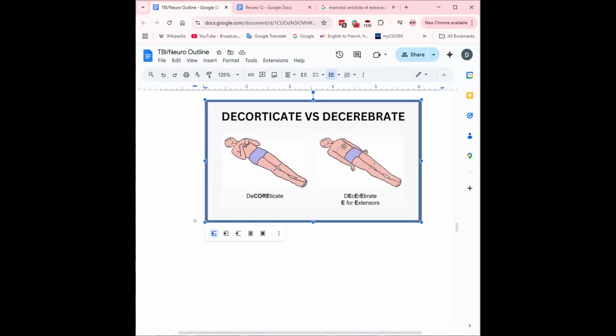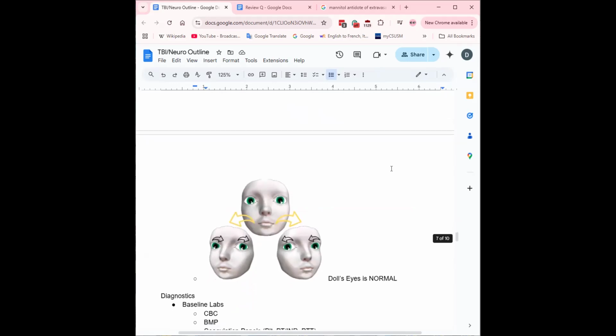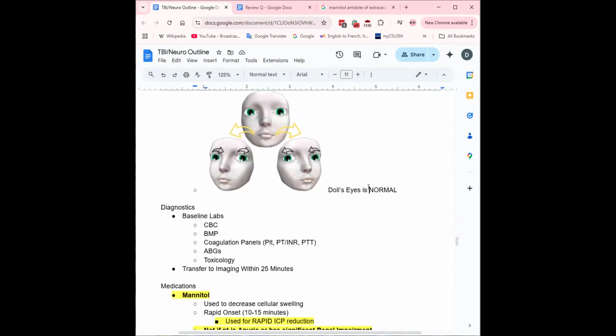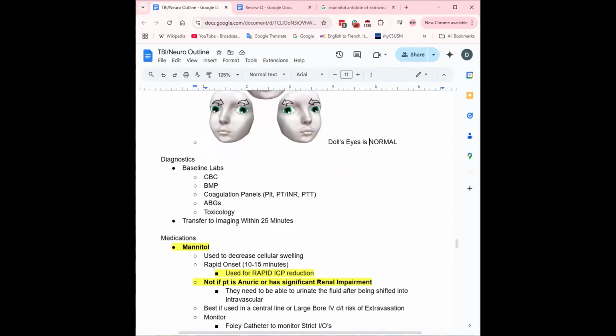Decorticate versus decerebrate, so we know the difference. We know decerebrate is worse because E for extension, E for the end of your life, I guess. That's a good one. I really like that one actually. The doll's eyes: whenever their head gets moved, the eyes should still face towards the center. We talked about some baseline labs.